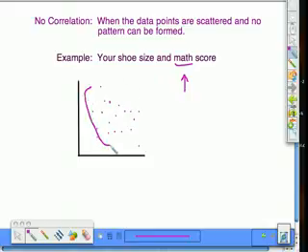And if you look at that, you could plot the points, but they're going to be scattered all over. It will not make an upward or downward pattern. So that is no correlation.